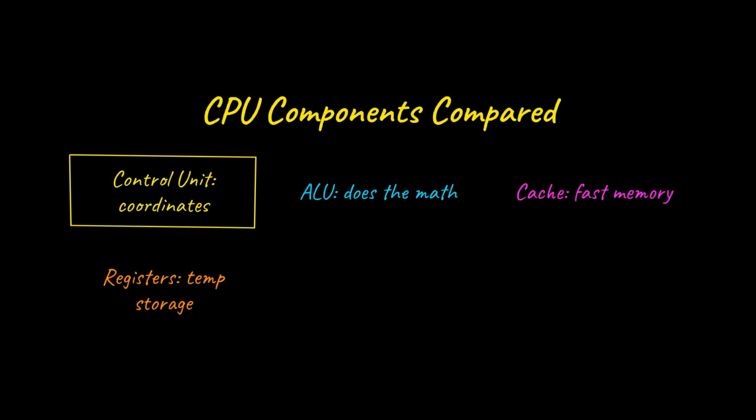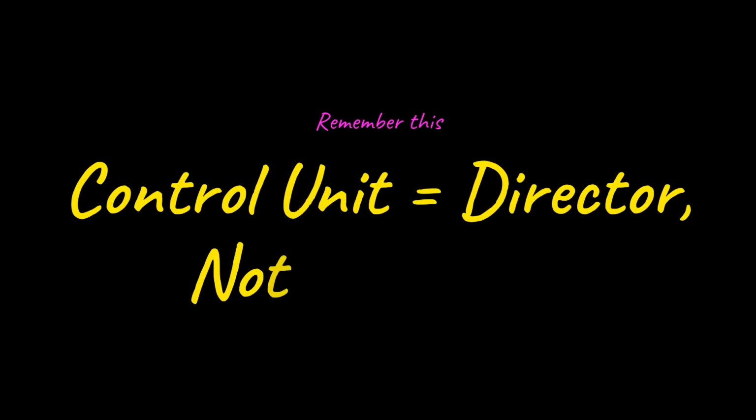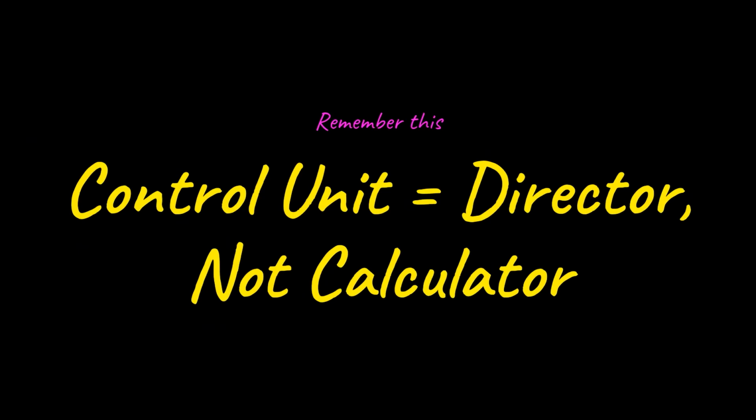It's easy to mix up the control unit with other processor components. The arithmetic logic unit computes, cache speeds up memory access, and registers hold working values. Only the control unit coordinates all the others and manages the fetch-execute cycle. Whenever you see words like coordinates, directs, organizes, or fetch-execute cycle, they're pointing at the control unit, the processor's conductor, turning stored instructions into coordinated action.